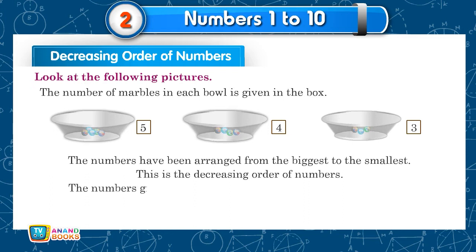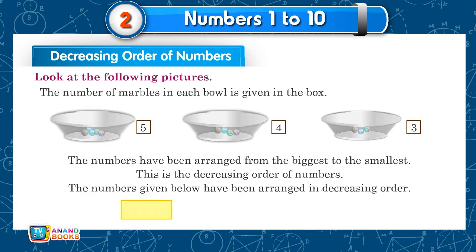Decreasing order of numbers. Look at the following pictures. The number of marbles in each bowl is given in the box. 5, 4, 3. The numbers have been arranged from the biggest.